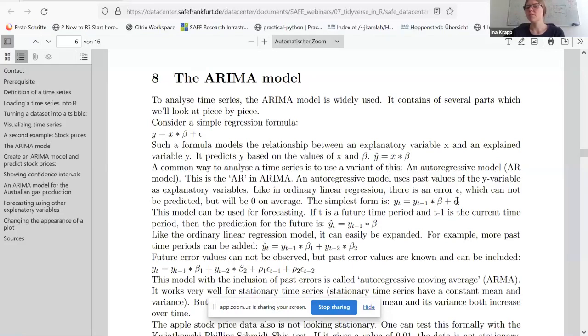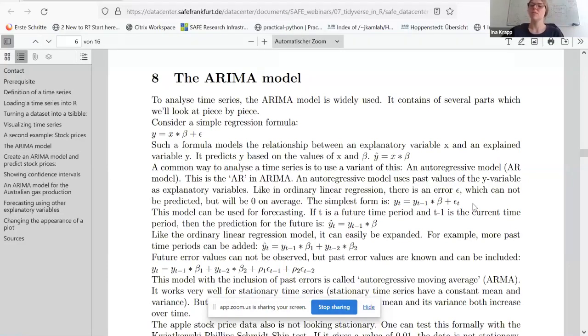So the simplest form of such an autoregressive model is to say we have a value of today of the y variable, and we will predict it using the value from the last period. Again, we have this beta, which tells us about the size and the direction of the influence, and again we have an error term. And of course, in such a model, they all need to have an index t, because you have to know in which time period you are.